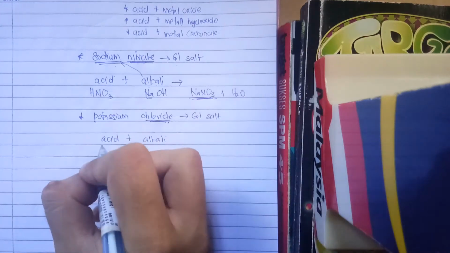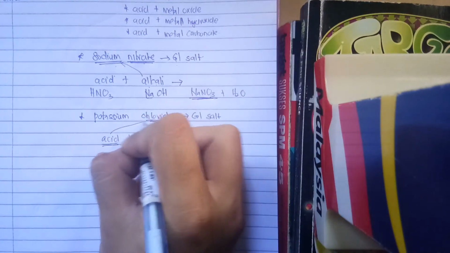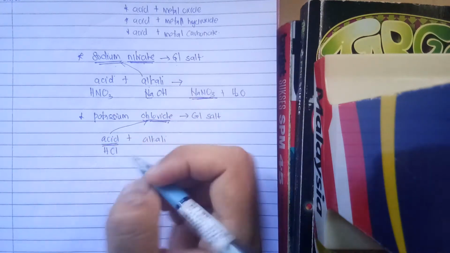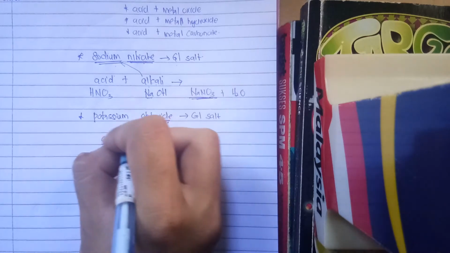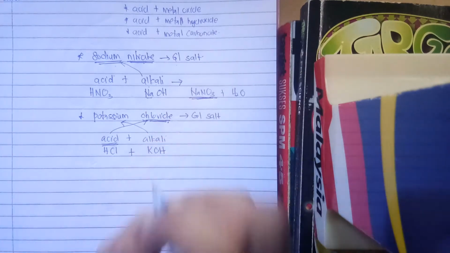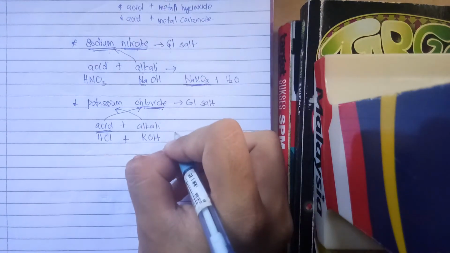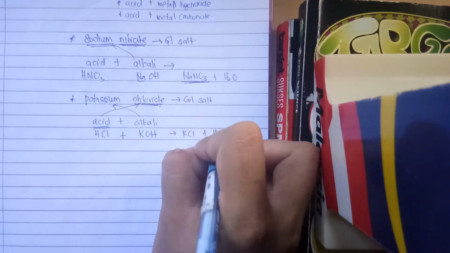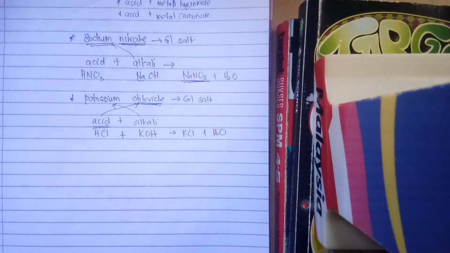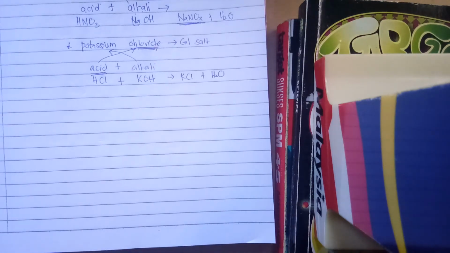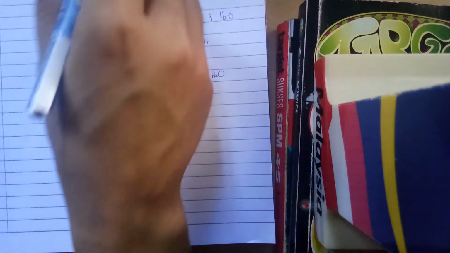Ask yourself which acid you should use. Since you want chloride, the acid must be HCl to get chloride, plus an alkali. Your alkali should contain potassium, so potassium hydroxide. So you will get your salt, potassium chloride, plus H2O. So from the name, remember, you need to determine your acid and alkali. Okay, let's try a non-group 1 salt.